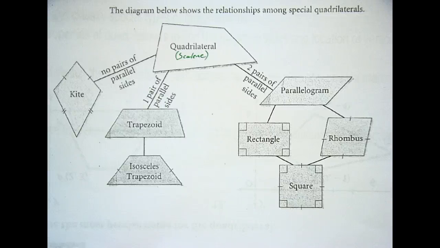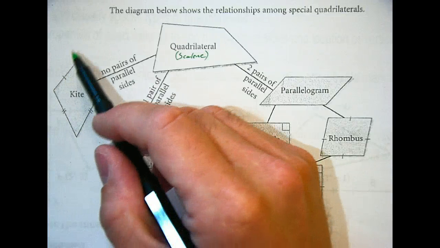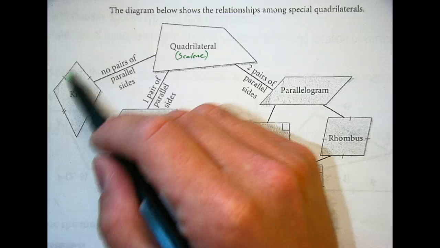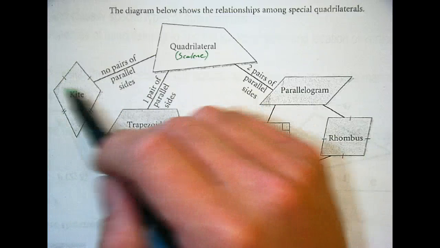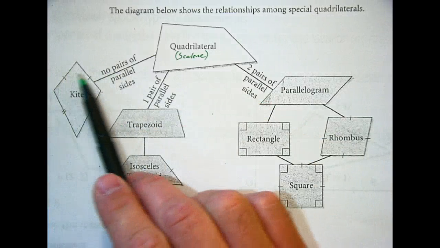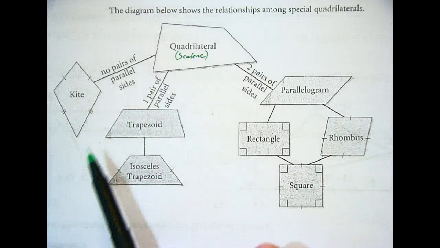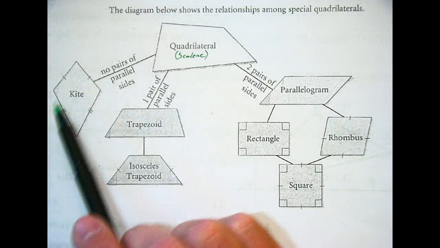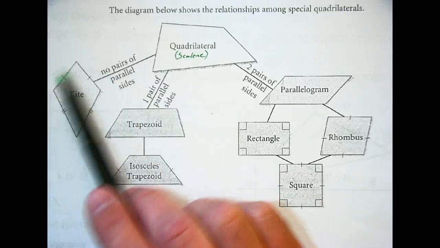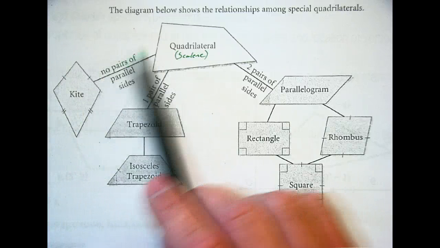Okay, volunteer, what is a kite? Really? Emily? Good. A quadrilateral where two adjacent sides are congruent. It has two sets of adjacent sides congruent. So it's a quadrilateral with two sets of adjacent sides congruent. Okay? That is a kite. It has no parallel sides, two sets of adjacent sides congruent.